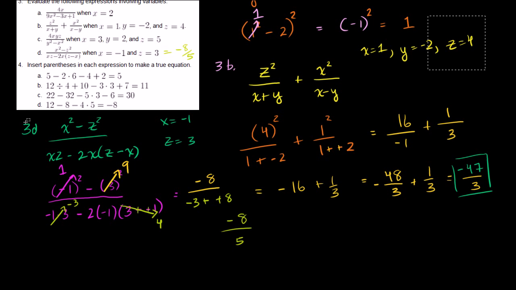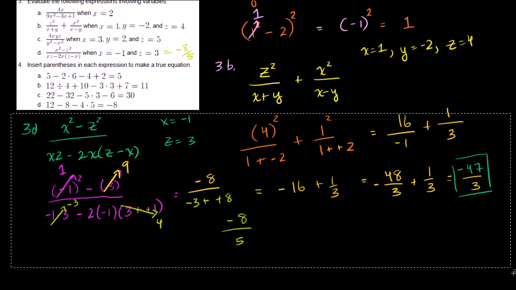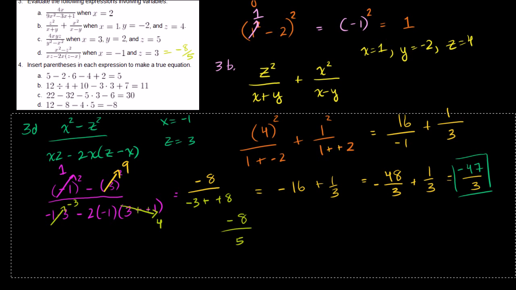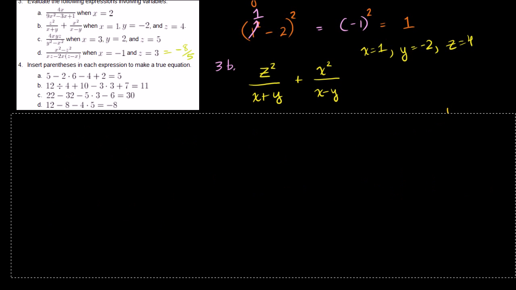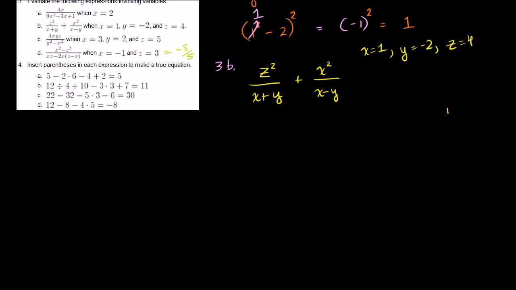All right, let me clear up some space just so we can reference this problem properly. Let's do problem 4. These are interesting now. Insert parentheses in each expression to make it a true equation. Fascinating. All right. So for B, you have 12 divided by 4 plus 10 minus 3 times 3 plus 7 is equal to 11.